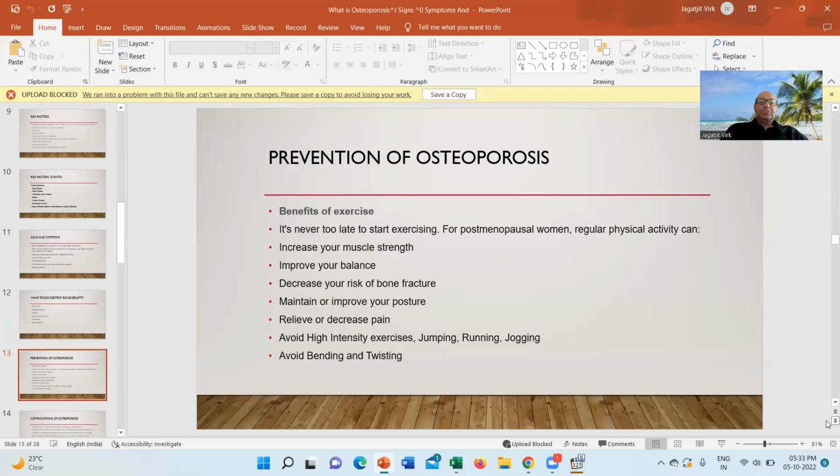Prevention of osteoporosis. Benefits of exercise. It's never too late to start exercising. For postmenopausal women, regular physical activity can increase your muscle strength, improve your balance, decrease your risk of bone fracture, maintain or improve your posture, and relieve or decrease pain. Avoid high-intensity exercises, jumping, running, jogging. All these should be avoided. Avoid bending and twisting of the spine.